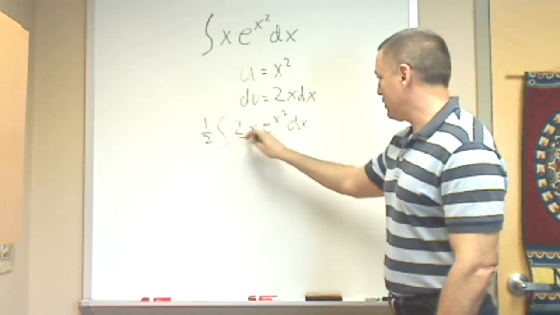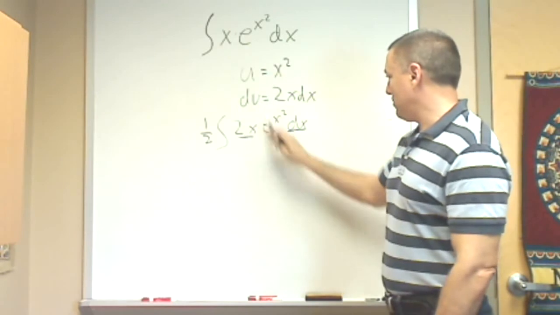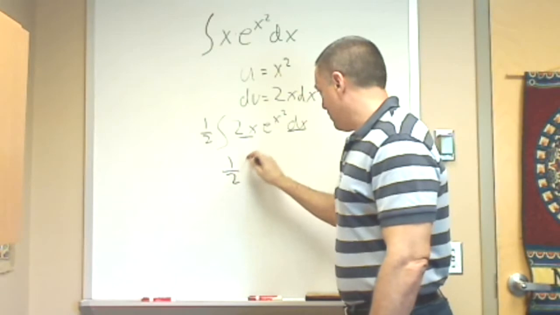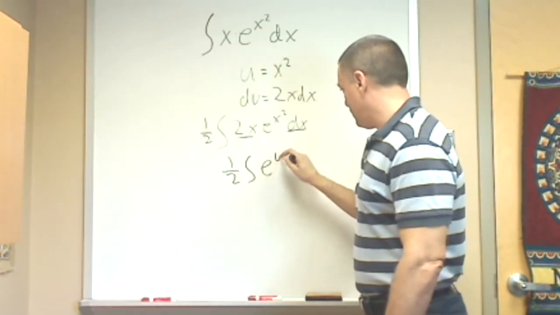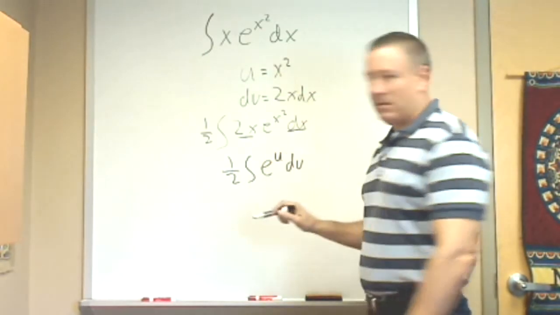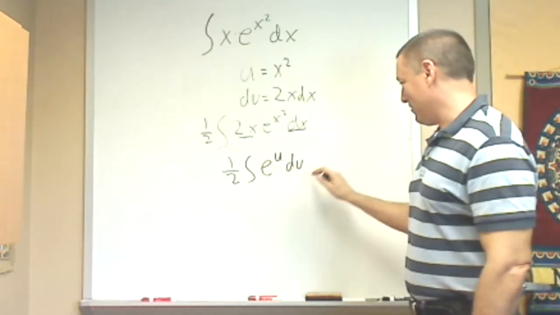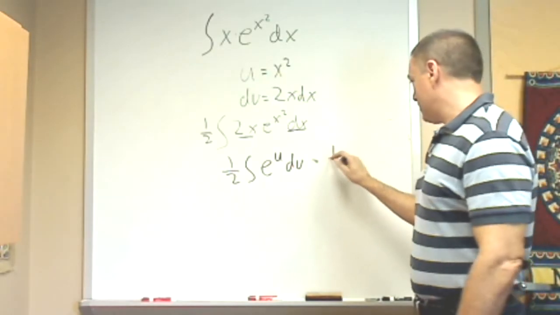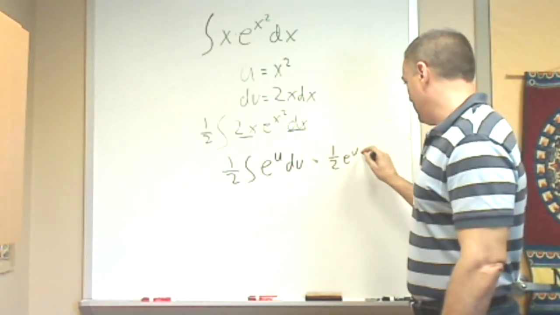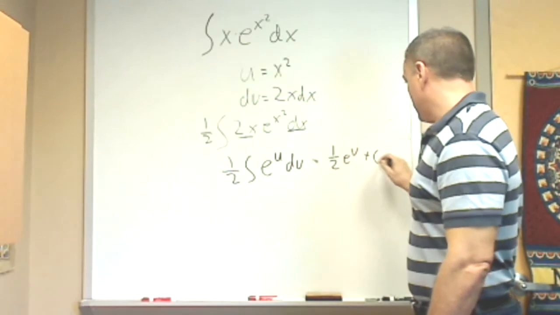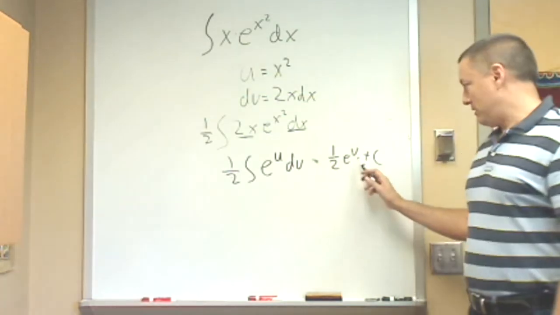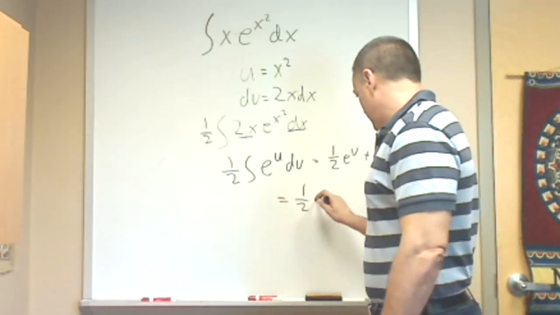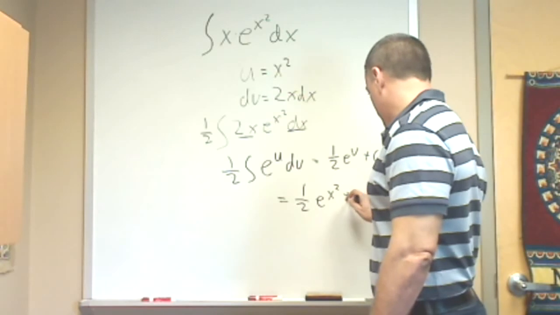So here we have 2x dx, which is my du, and I have u as x squared. So I could rewrite this as 1/2 the integral of e to the u du. We like this one a lot because that's an easy integral. The integral of e to the u, or e to the x, and e to a variable is itself. So 1/2 e to the u plus a constant. Now we don't leave our answer in u, we substitute back to where we were, and we get 1/2 e to the x squared plus a constant.